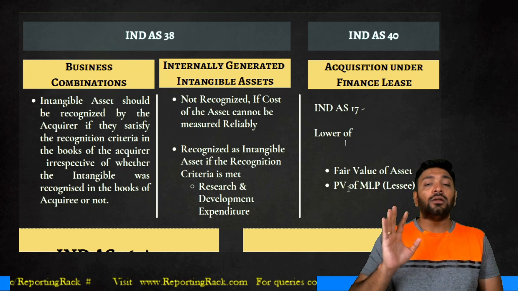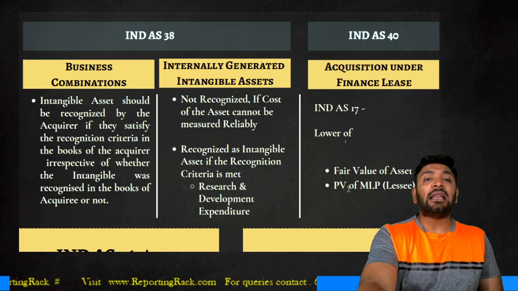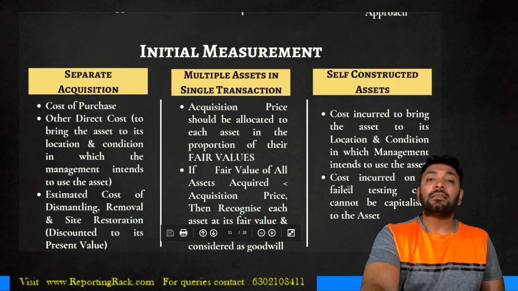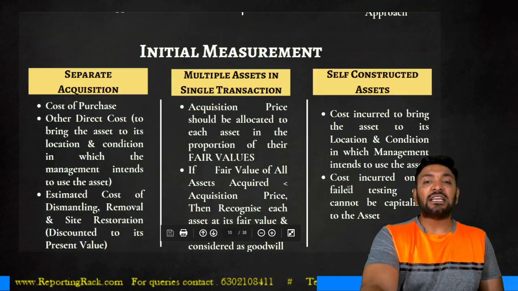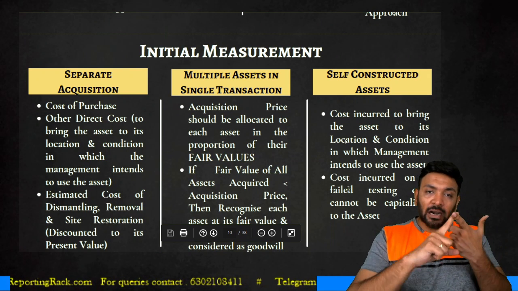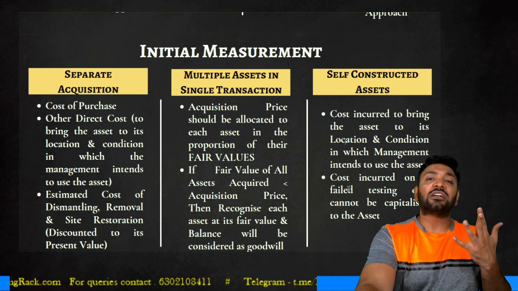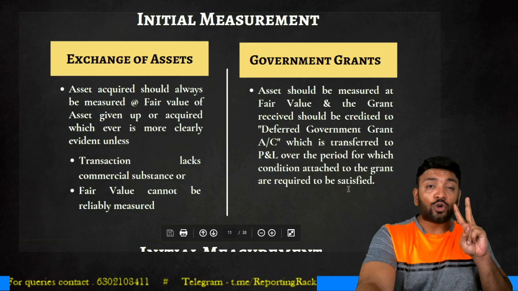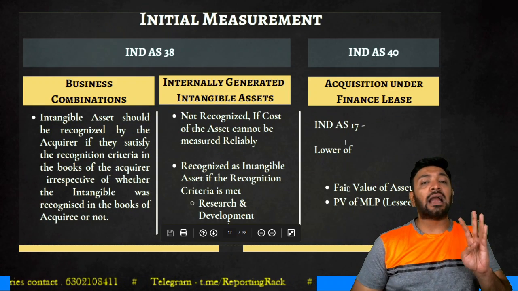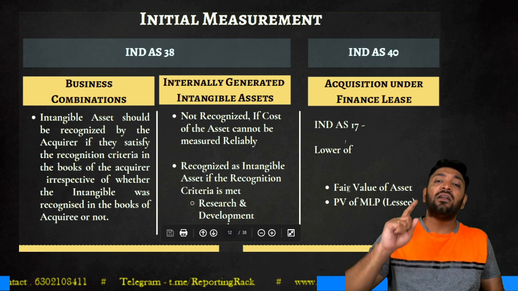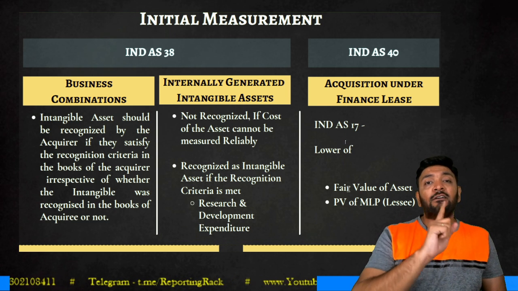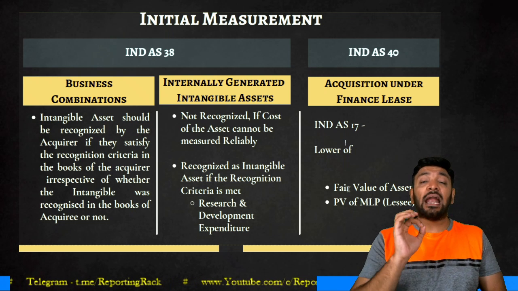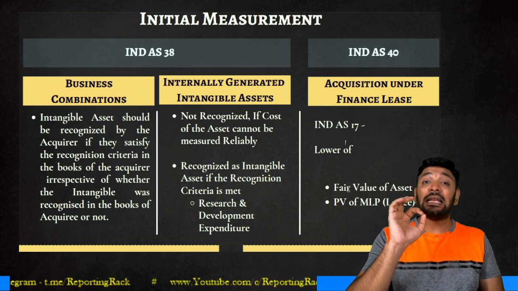Clear? These are the fundamental concepts regarding initial measurement, which we discuss as a part of IND AS 16, 38, as well as 40. We have seen five things: separate acquisition, multiple assets in a single transaction, self-constructed asset, government grant, and exchange of asset. Apart from that, we have seen two peculiar cases of IND AS 38 regarding business combination and internally generated asset, and one case in IND AS 40 where the asset was acquired under finance lease. So this brings us to the end of the concept regarding initial measurement.